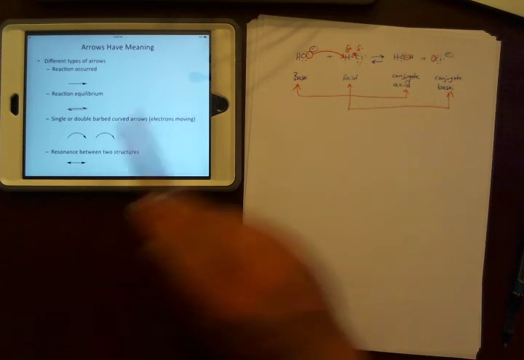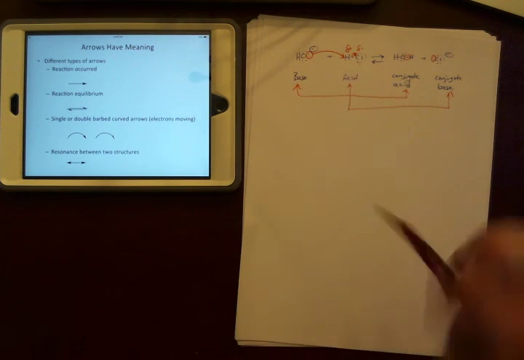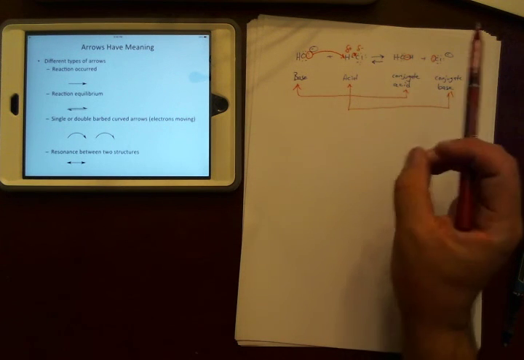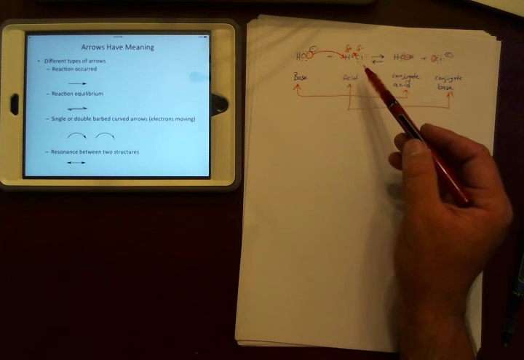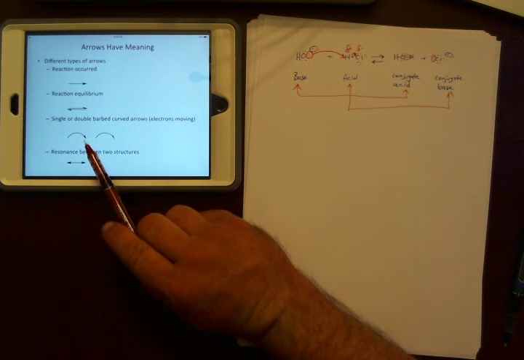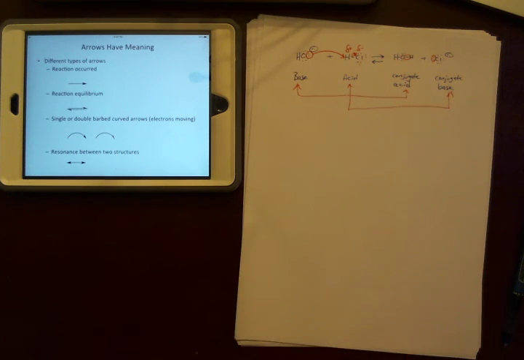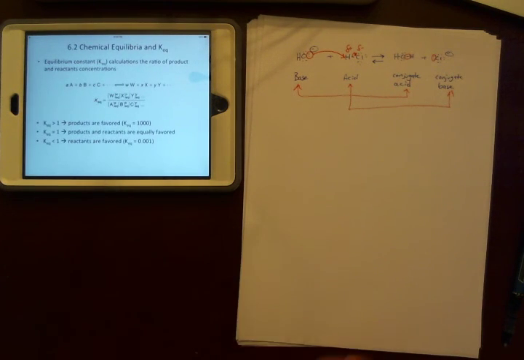When we're talking about electron flow, how electrons are moving around, we already sort of talked about this with resonance structures, but now we get to move atoms around. So these curved arrows are going to show us how those electrons are moving. If it's a double-barbed arrow, it's 2 electrons. If it's a single-barbed arrow, it's 1 electron moving around. Okay, so let's move on a little bit.